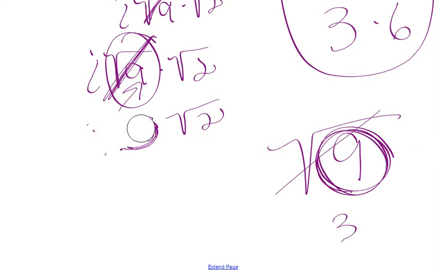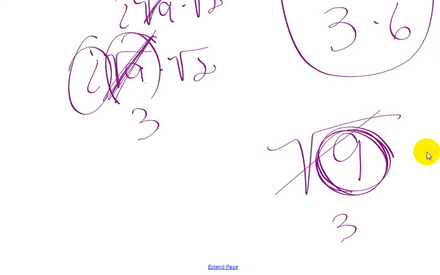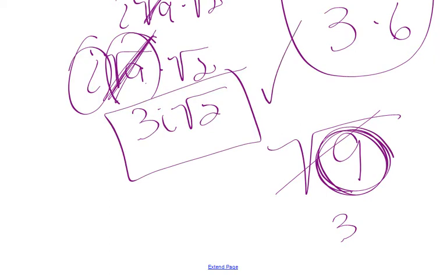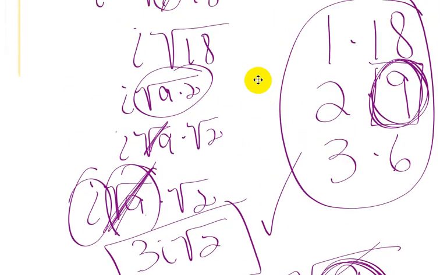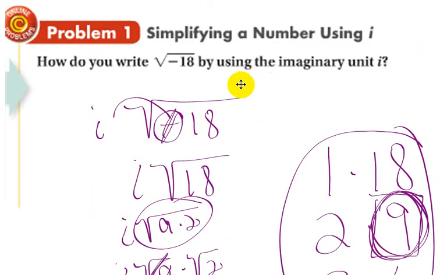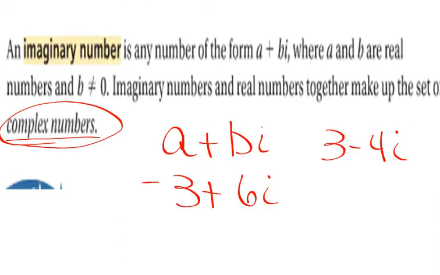So we had i radical 9 times radical 2, and the radical 9 goes to 3. So we have 3i radical 2. And there's your answer. Okay? Is everybody good? Questions are welcome. If you don't understand, don't hesitate to speak up. There's no wrong question. All right, let's move on to the next problem.